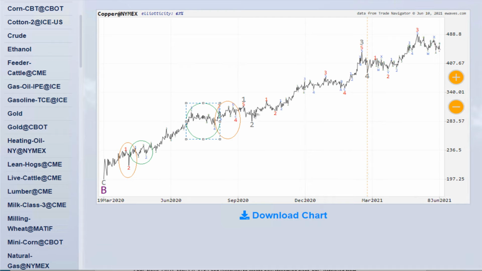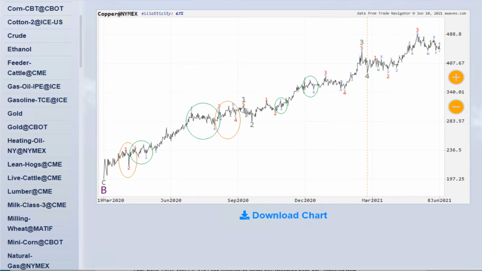Within wave 3, 1, 2, 3, 4, 5 waves up. Note here also that within this wave 3, wave 2 is a sharp correction. Wave 4 is a sideways correction. Now, the red wave 2, 1, 2, 3, 4, these are both sharp corrections. Alternation is a guideline. It's not a hard and fast rule. Something you like to see satisfied, but if it's not, that's just fine.